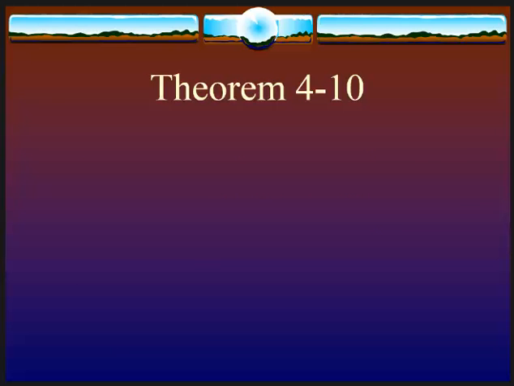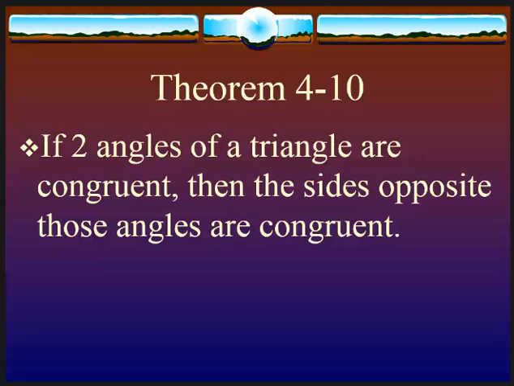Here's another theorem. This one says just the opposite. If two angles of a triangle are congruent, then the sides opposite those angles are congruent. So again, it's just the opposite. Here we have our picture. We don't know that it's an isosceles triangle.